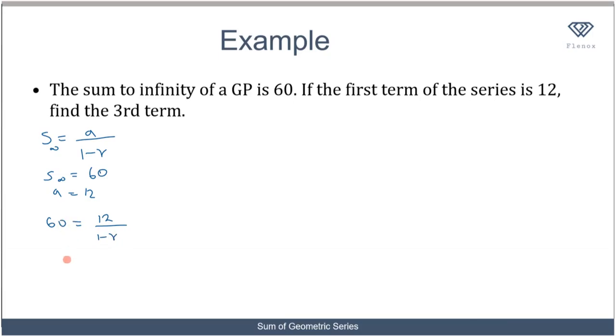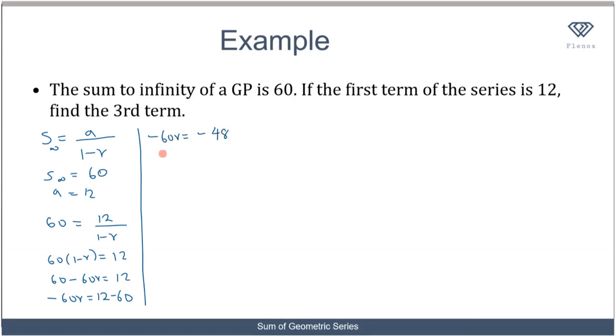So when I cross multiply, I have 60 into bracket 1 minus r equals 12. So I have 60 minus 60r equals 12. So minus 60r equals 12 minus 60. So what does that become? Minus 60r equals 12 minus 60, which is minus 48. If I divide both sides by minus 60, I have r being equal to, and I simplify this to the lowest term, r being equal to 4 over 5. So the common ratio is 4 over 5.